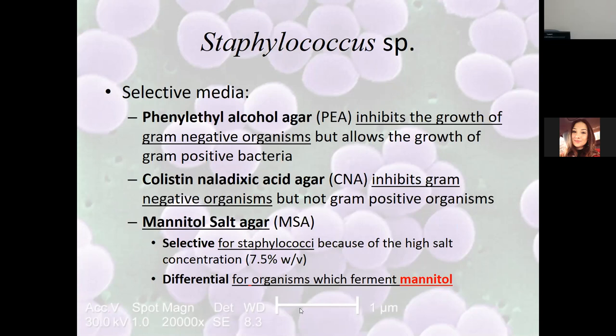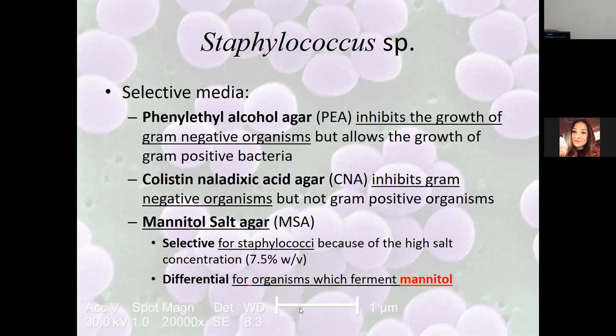Okay. So mannitol salt is another really good one, because what it does, it tells us if the staph can grow in high salt concentration. Remember we talked about that at the very beginning. What was that word we had early? Halotolerance, right? Meaning they can grow in high salt concentration. Mannitol salt also differentiates them if they ferment mannitol, which is a sugar. We got salt agar, we got mannitol agar, and if it grows on this plate, then we know it's a mannitol fermenter, and it also can grow in high salt.